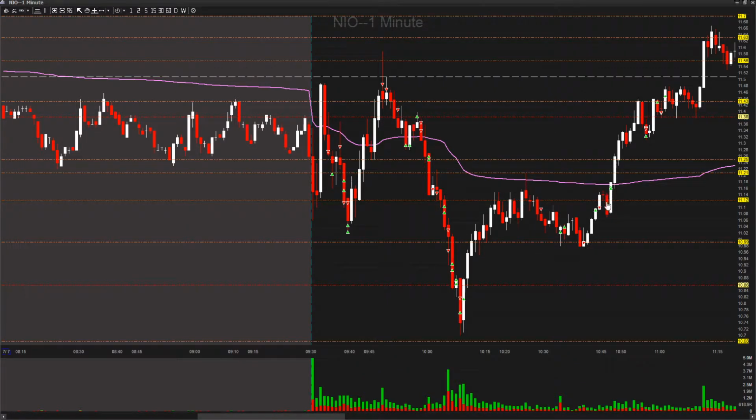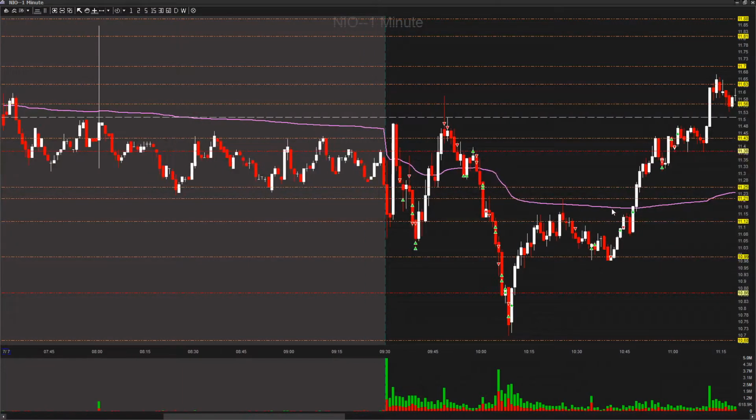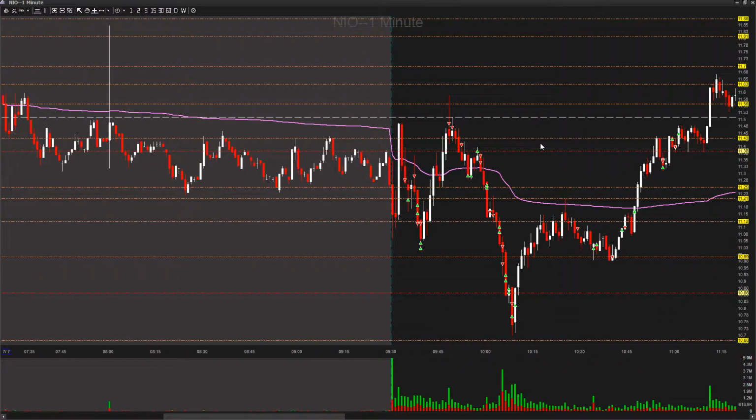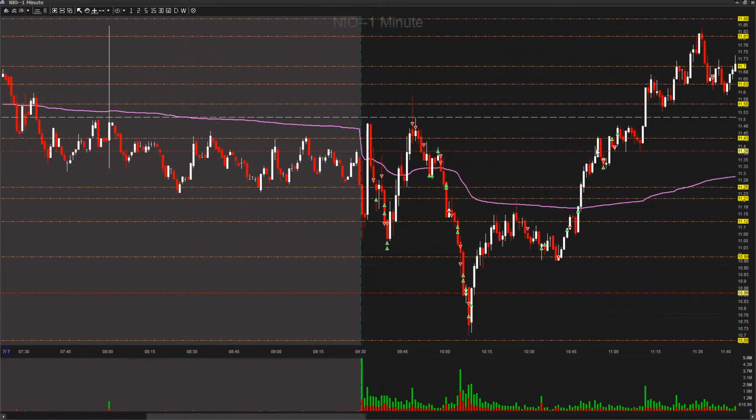As soon as it rejected, it came back down. I thought we were going to go back to that 11 mark. It bounced back up, and I covered. That was a good call because it goes all the way back to this zone right here. Now we're playing this zone again.